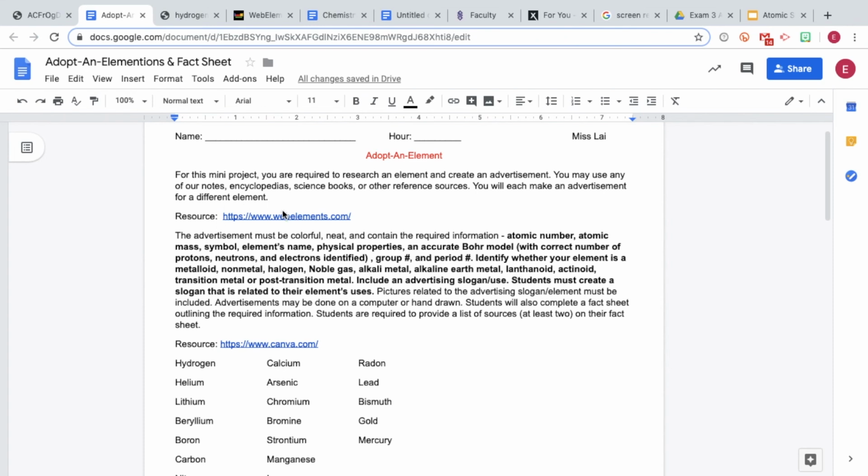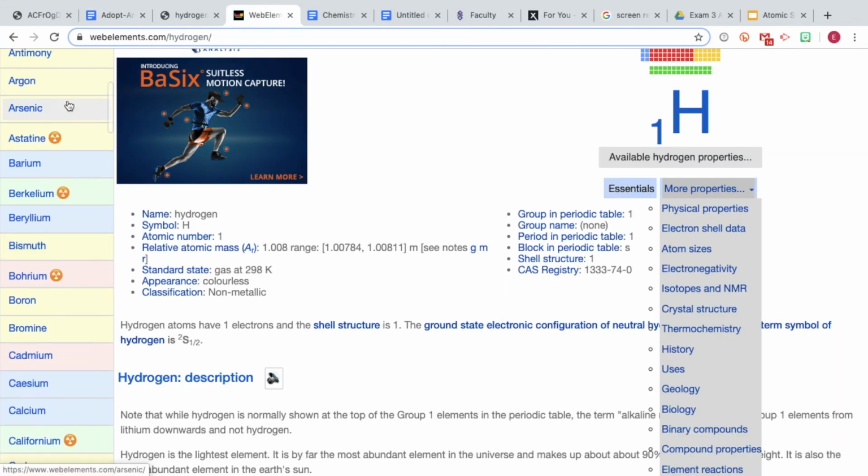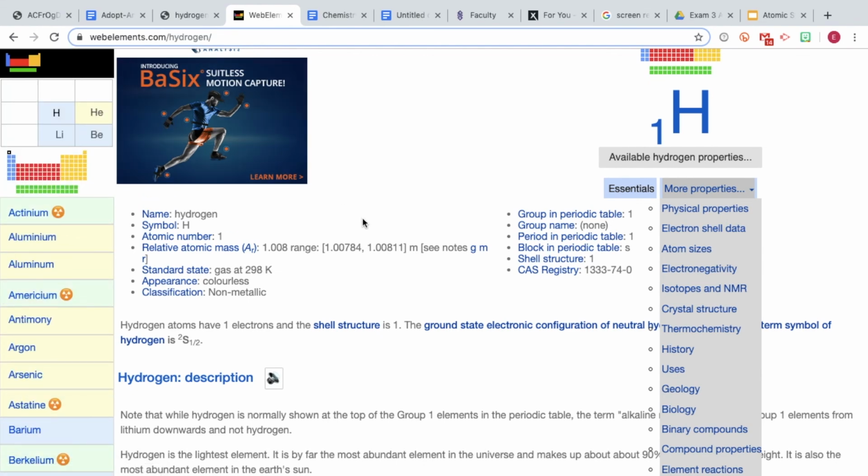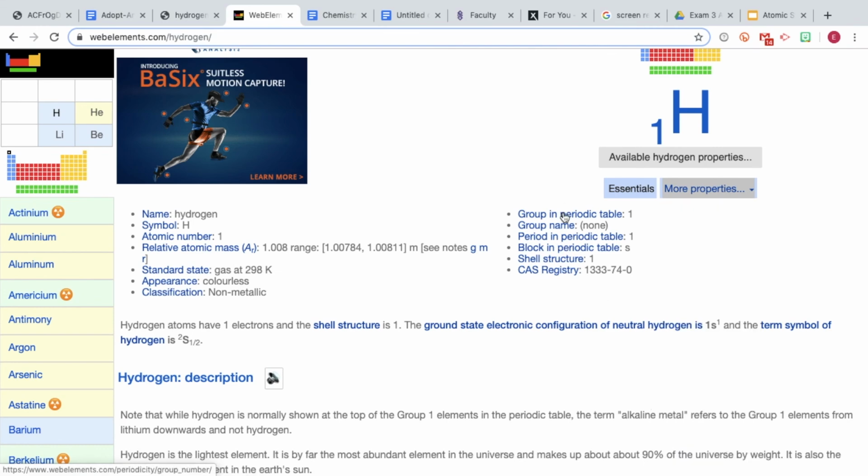A really good resource I use is webelements.com, but you can also use your notes, your PowerPoints, the periodic table. But this website, if you look on the side, it does have each of the elements and you can go ahead and click on it. So the element I did was hydrogen, and if you look over here under more properties, you can click its physical properties or you can look at its uses. You can also see its group number, its period name. So this is a really good resource for you to use.